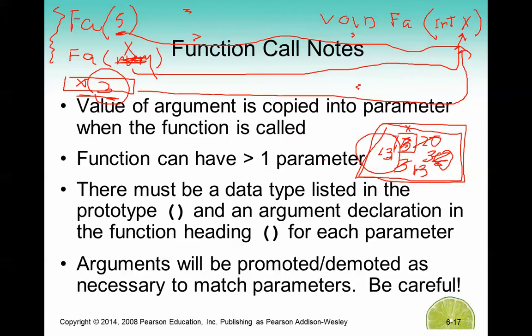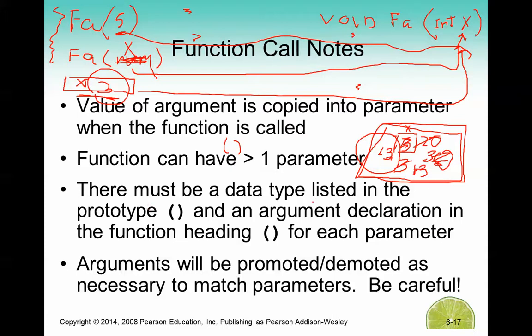A function can have one parameter or more than one parameter, okay, but it can also have none. And when we have none, it's going to be open and close parentheses. There must be a data type listed in the prototype and an argument declaration in the function heading for each parameter. That's what I explained.